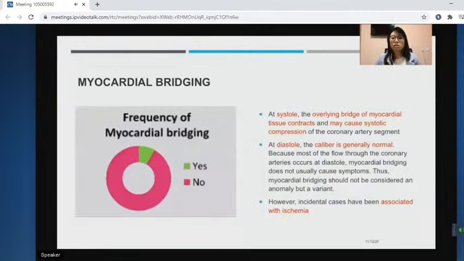In systole, we see the myocardial tissue compress on the coronary segments. But in diastole, the caliber seems to be very normal. Because of this, patients can be classified into superficial bridging or deep myocardial bridging. Some patients who have deep myocardial bridging really suffer from ischemic heart disease. So we should really look into it.